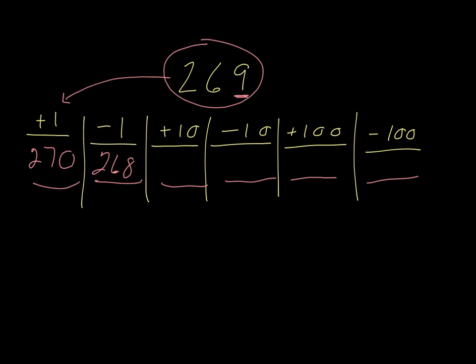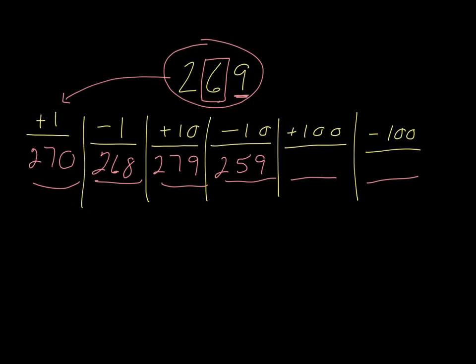If we add 10, that means we're looking at the 60 here. We have 6 sets of 10, so if we add another set of 10, that's just going to give us 279. And if we subtract a set of 10, that's going to give us 259.